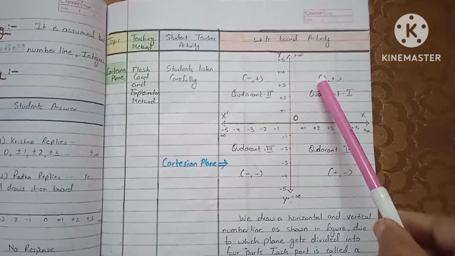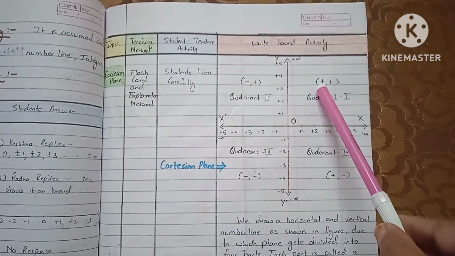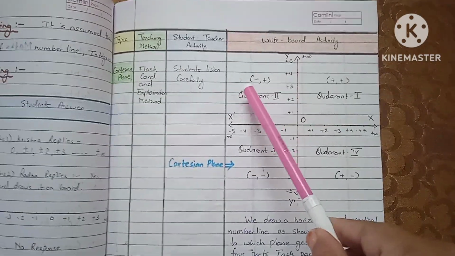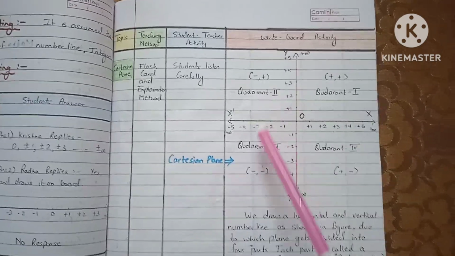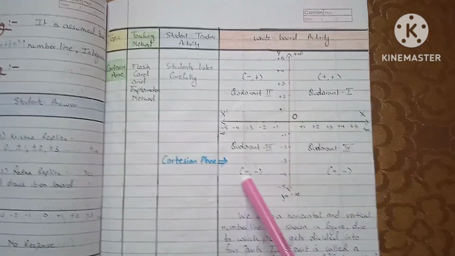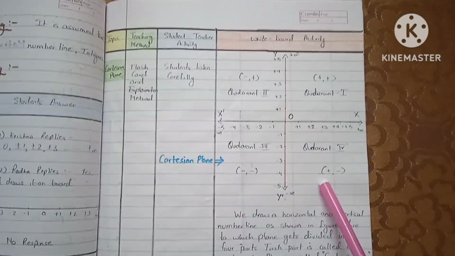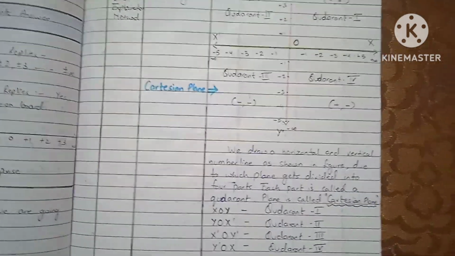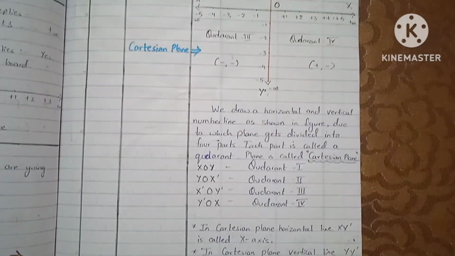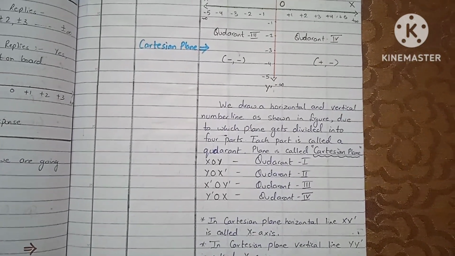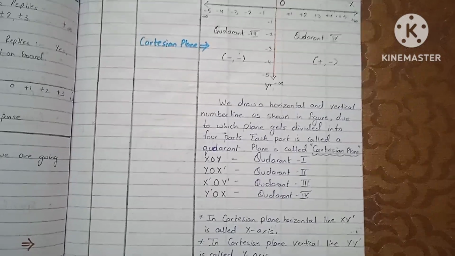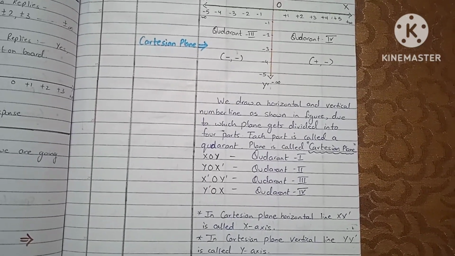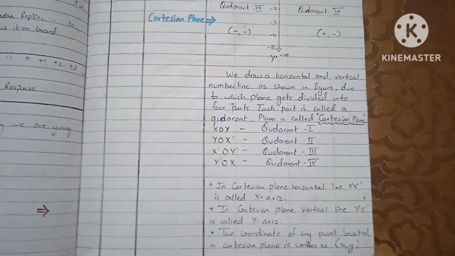In the first quadrant, the x coordinate is plus and the y coordinate is plus. In the second, x is minus and y is plus. In the third quadrant, both are minus. And in the fourth quadrant, x is plus and y is minus. Now, the teacher explains, we draw a horizontal and a vertical number line as shown in the figure, by which the plane gets divided into four parts, and this is called the Cartesian plane.